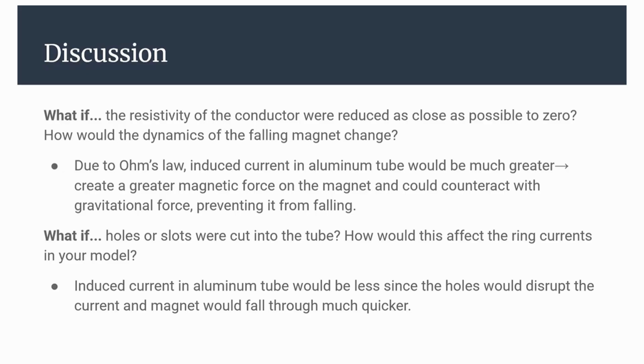For the what-if questions, if the resistivity of the conductor was reduced close to zero, by Ohm's law that would mean the induced current in the tube is much greater. Because the induced current would be greater, the current makes a greater magnetic force, so there would be a greater counteractive force as you drop the magnet through the tube, so it would slow it from falling and potentially even prevent it from falling entirely.